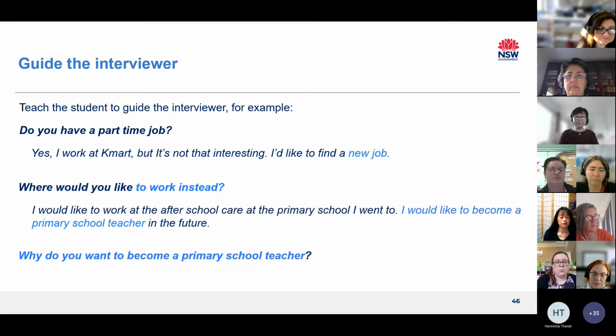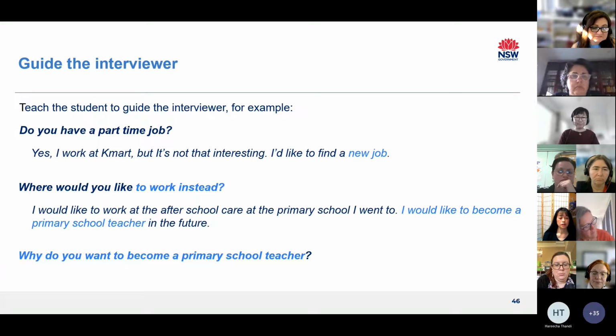And the student may answer, I would like to work at the after-school care at the primary school I went to. I'd like to become a primary school teacher in the future. Next obvious question, why would you want to become a primary school teacher? Of course, you don't know what the examiner is going to ask. They might ask a different question, but it is a very good skill for students to leave that hook in a response, and then it's very common for you to get that next question that you were looking for.